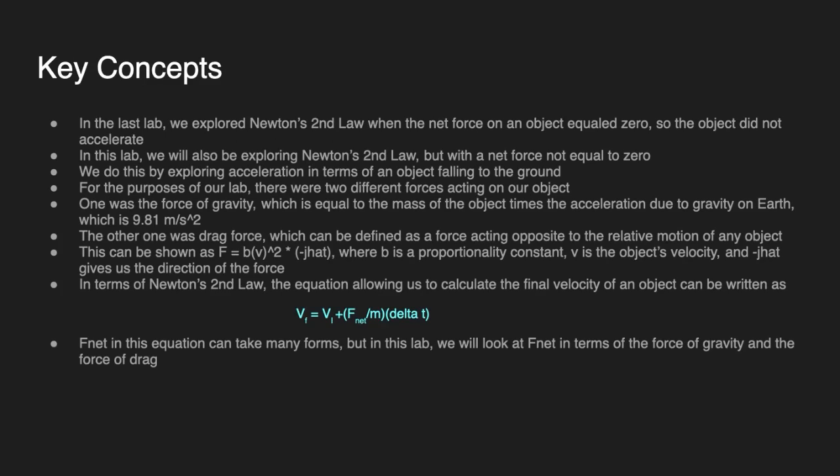In the last lab, we explored Newton's second law when the net force of an object equaled zero, so the object had no acceleration. In this lab, we will also be exploring Newton's second law, but with a net force not equal to zero. We do this by exploring acceleration in terms of an object falling to the ground.